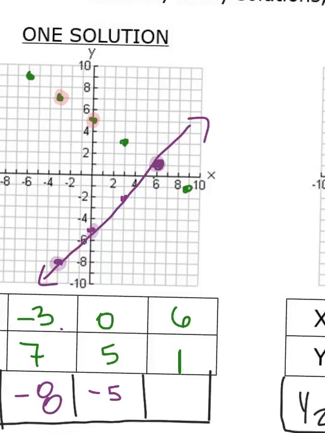And then when x is 6, we have a y value of 1. And then we can see the solution of these lines. The point where they cross is this (6, 1), which we see here.